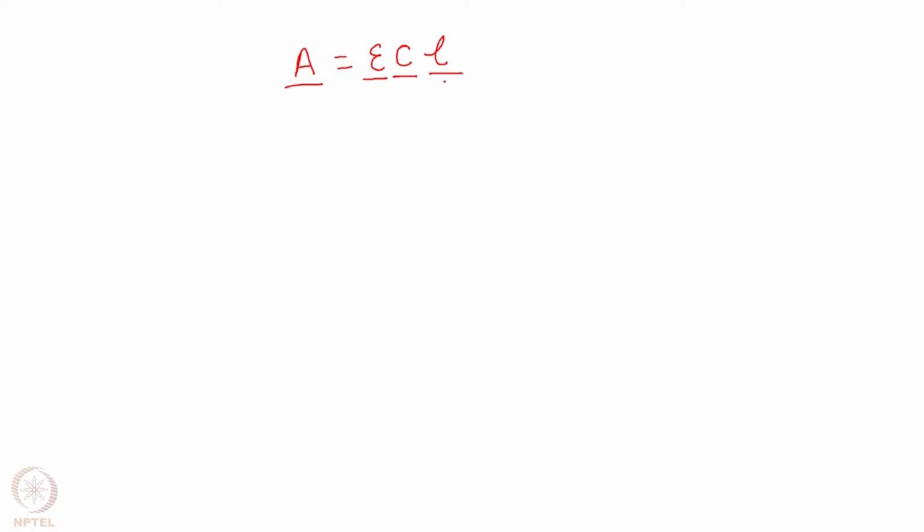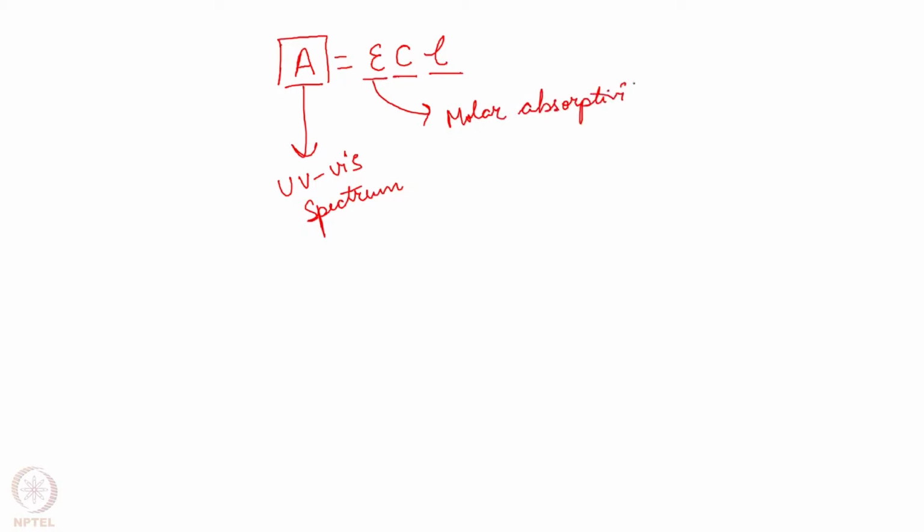If we know the value of absorbance that we can measure using the UV spectrum or the absorption spectrum, and if we know the value of epsilon, the molar absorptivity constant, and we are using a cuvette which has a fixed path length, here 1 centimeter, we can easily back calculate the concentration of the solution.